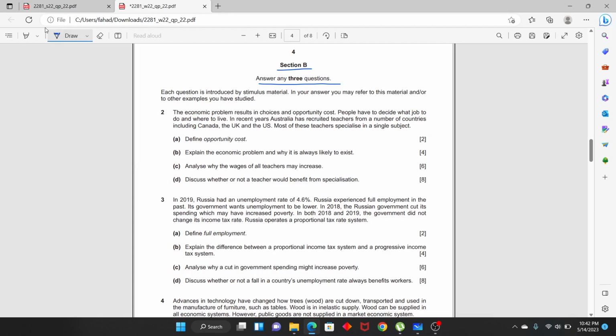The reason is that whenever you are solving any question, all the questions carry all the parts. If you see question number 2, first concept, opportunity cost, chapter number 1. Economic problem, chapter number 1. Wages of all the teachers may increase. Now you have jumped on to the last section of the book. So it means section 1 and then section 3 or maybe section 5. I'm not sure what book you are using, it depends on the book. But again, there are 2 choices. Discuss whether or not a teacher should benefit from specialization. Again, we have come down to chapter number 1.